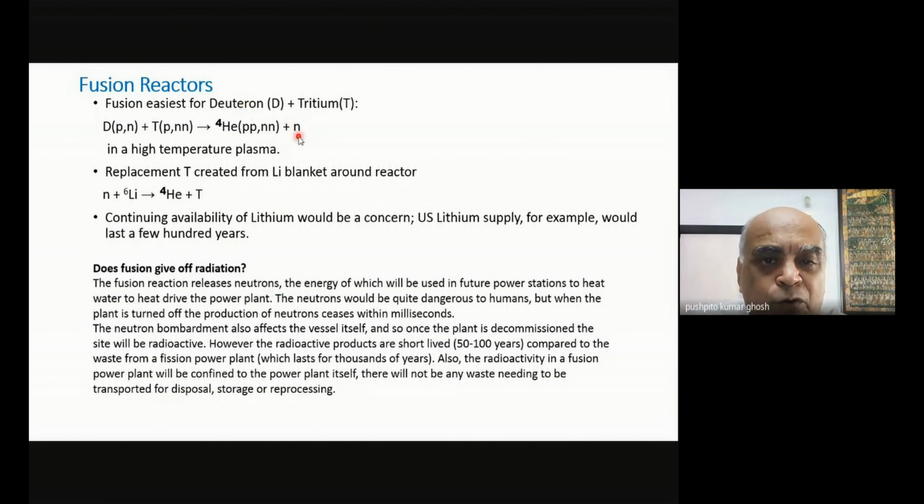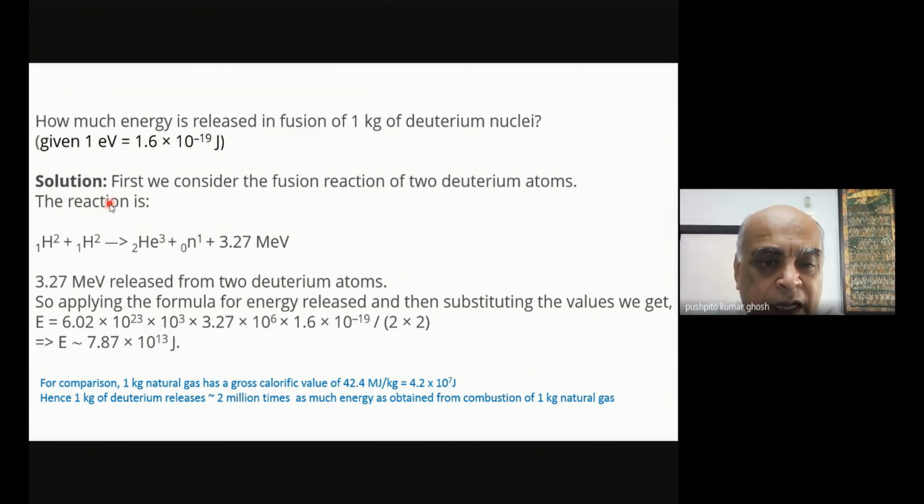And one neutron is being produced, one neutron is being captured. So there is no neutron excess that you have in the system. And you're generating this 3.27 MeV, million electron volts. So now you need 2 of this deuterium. I've done this for deuterium, not for deuterium-tritium, but you could have done it for deuterium-tritium also.